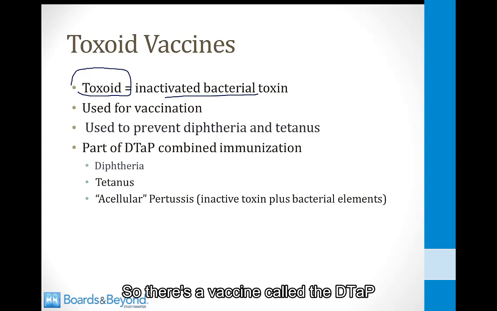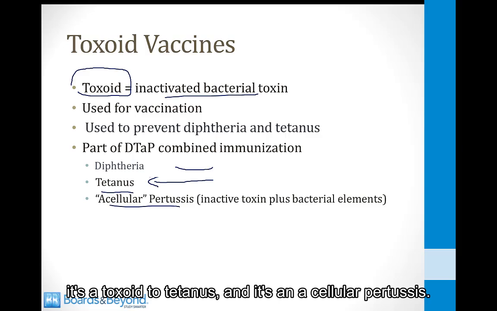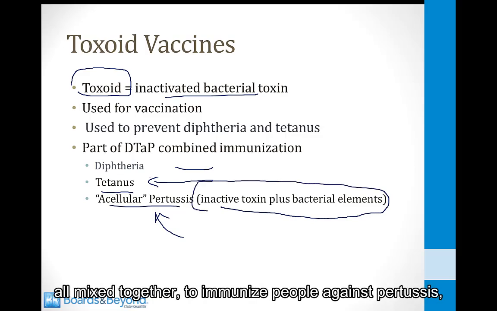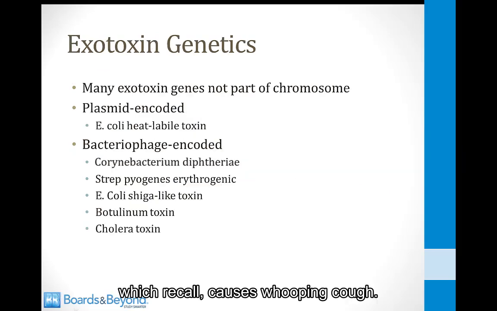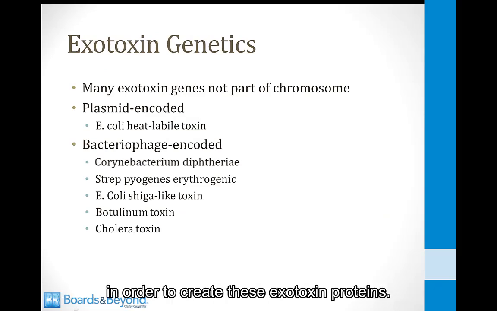So there's a vaccine called the DTaP, and this stands for diphtheria, tetanus, and acellular pertussis. So it's a toxoid to diphtheria, it's a toxoid to tetanus, and it's an acellular pertussis. So it's an inactivated toxin plus some bacterial elements all mixed together to immunize people against pertussis, which, recall, causes whooping cough. Let me make a comment on the genes that bacteria use in order to create these exotoxin proteins.